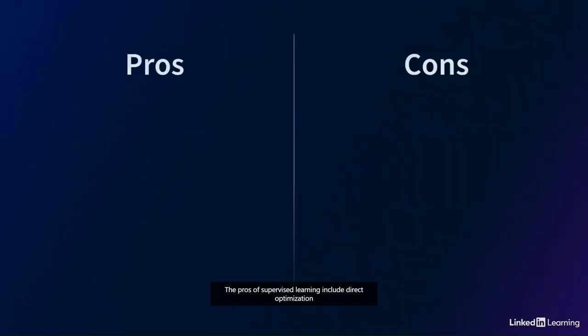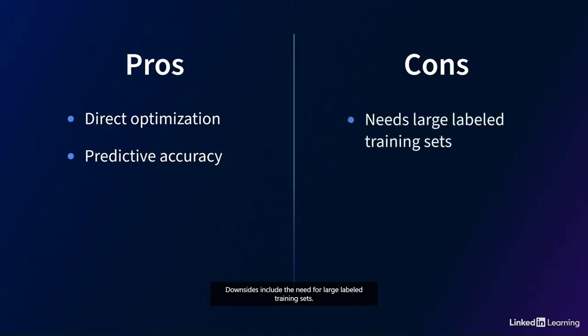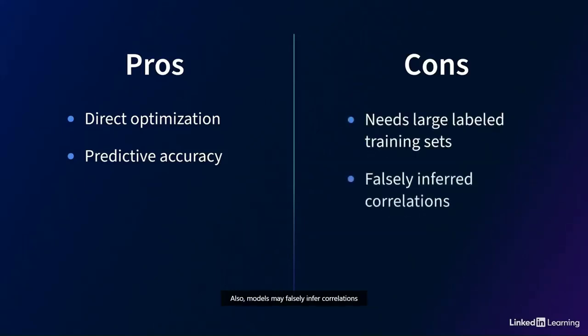The pros of supervised learning include direct optimization of predictive accuracy, thanks to training labels. Models efficiently generalize to make accurate predictions on new data. Downsides include the need for large labeled training sets. Also, models may falsely infer correlations between meaningless inputs and targets, overfitting the data.